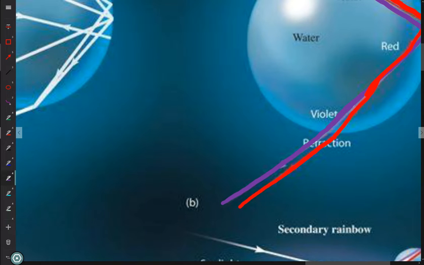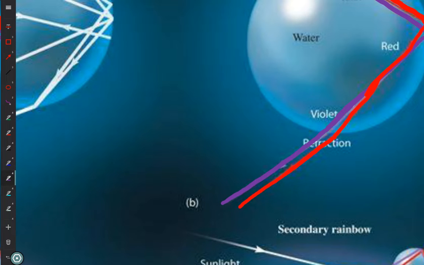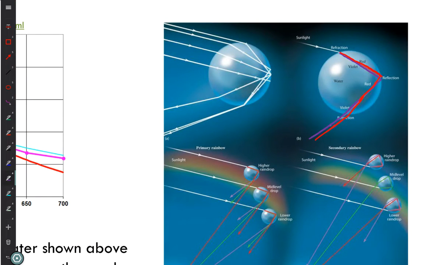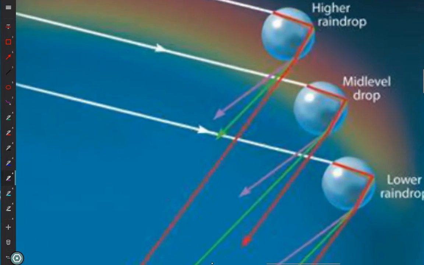Now, if you look at those, it's kind of hard to tell here. They look pretty close to parallel, but they're not parallel. It is exaggerated here so we can see better. Which one's closer to horizontal, the red or the violet? Okay, the violet is closer to horizontal.